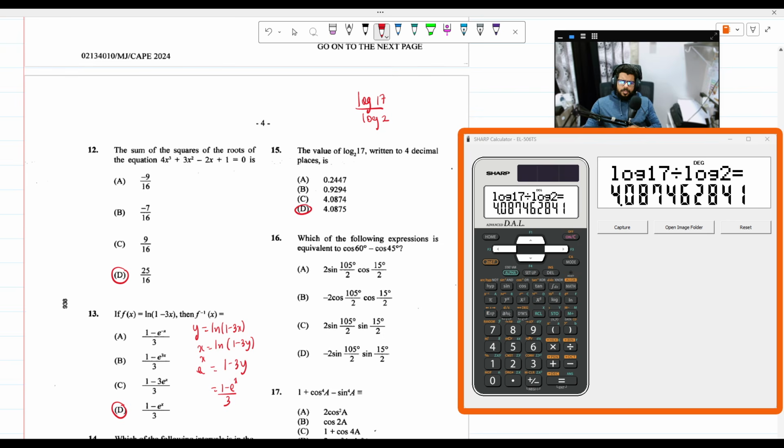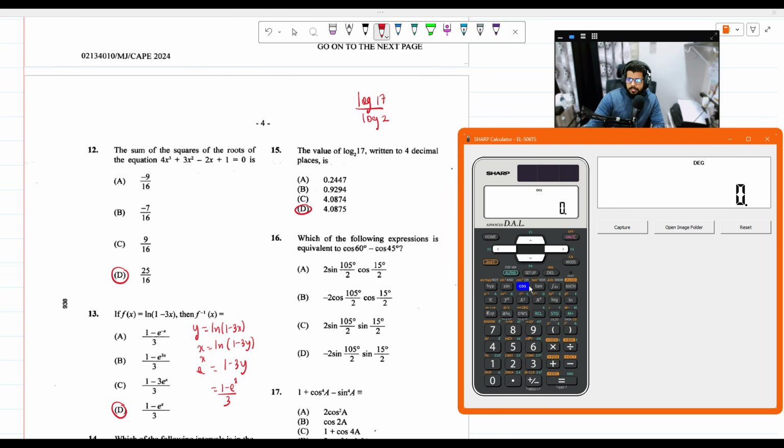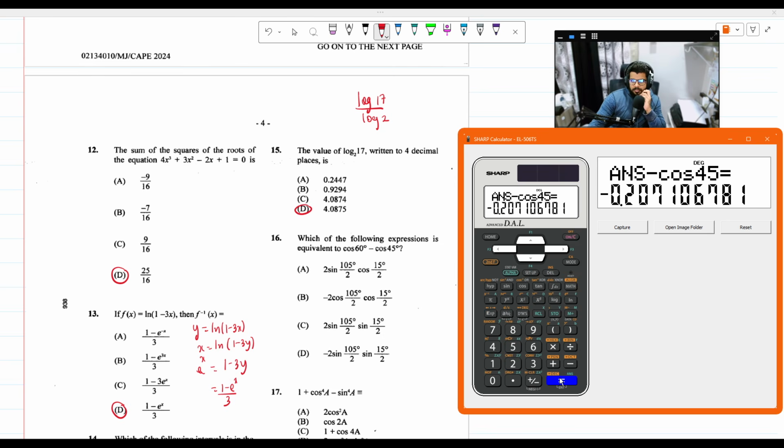Which of the following expressions is equivalent to cosine 60 take away cosine 45? Let me check and see what that is. My calculator is in degrees. Cosine 60 take away cosine 45. It's a negative, so it's either B. Actually, I can't say that for sure. You know?